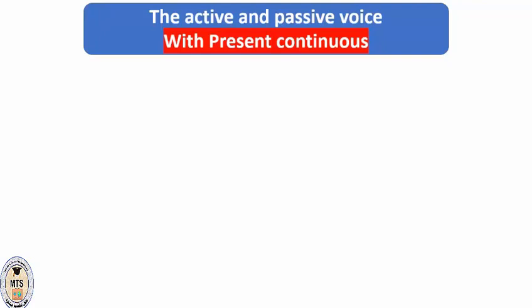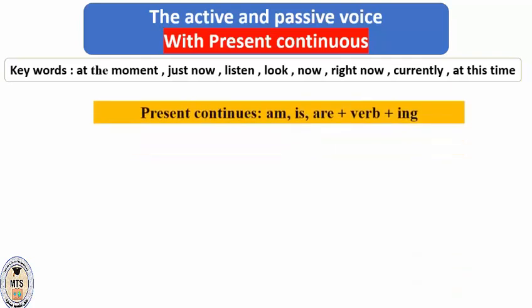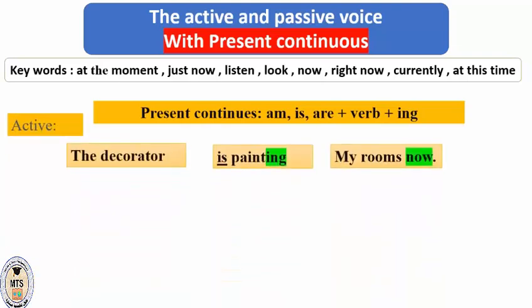The next tense, the present continuous. The key words are at the moment, just now, listen, look, now, right now, currently, at this time. The present continuous formation is am or is or are plus verb ing. The active sentence, the decorator is painting my rooms now.